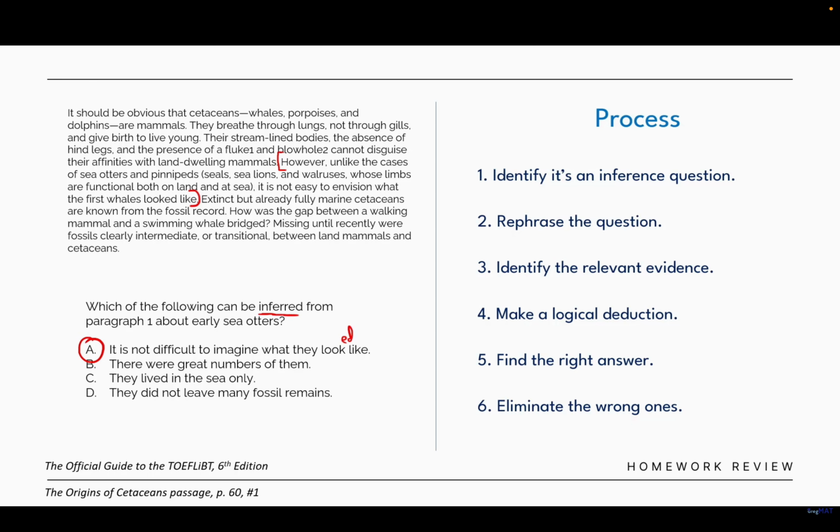And of course, we can eliminate the wrong answers. There's nothing about the abundance of them, the number of them. It never says that they lived only in the sea, and actually it even says on land and at sea. So we have contradictory evidence. And then finally, it doesn't really talk about fossils. Extinct but already fully marine cetaceans are known from the fossil record. Does it say anything about sea otters and fossils? I'm not really seeing it. Okay, so the correct answer is going to be A. Great job, Subhajit.